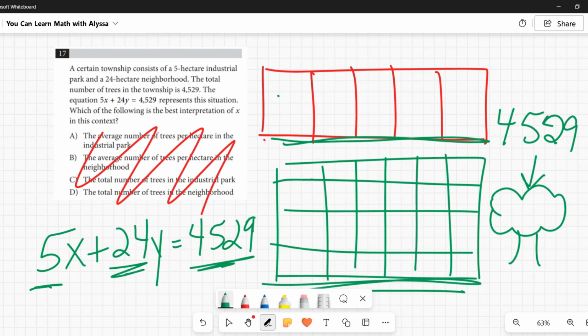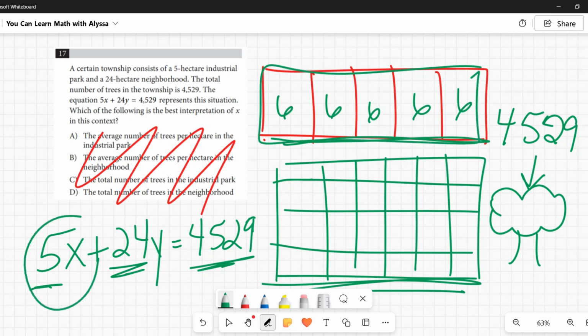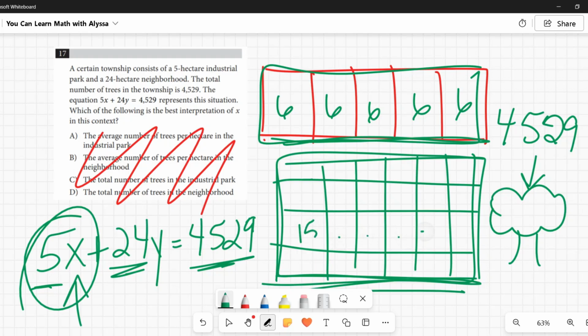Let's say there's 6 trees on each of these. How would I find how many trees are in this area? It would be 6 times 5. That would be represented by this, 5 times the number of trees. Same down here. If I had 15 trees in each one, I said, okay, how many trees do I have total? It would be 24 times 15. My y there would be 15, the number of trees in each hectare.